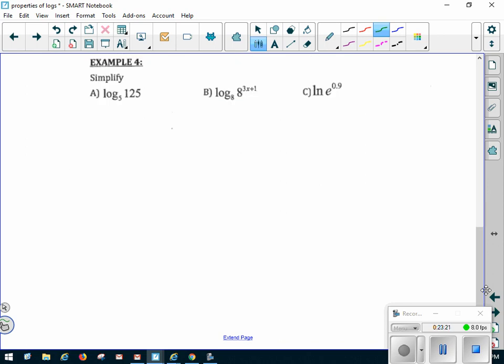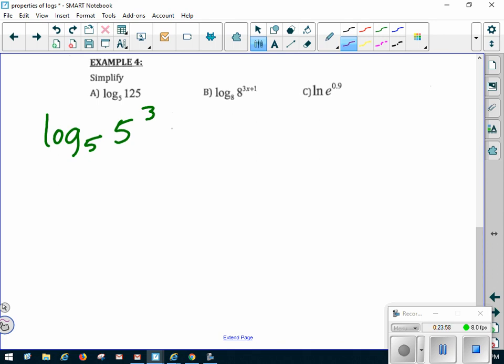Now, I want to show you something else. A. You guys can do A in your head. What's the answer? 3. Now, but I want to show you something. 125 is 5 to what power? What if I rewrote that as this? That's just 3, isn't it? See? Isn't 5 to the 3rd power 125?